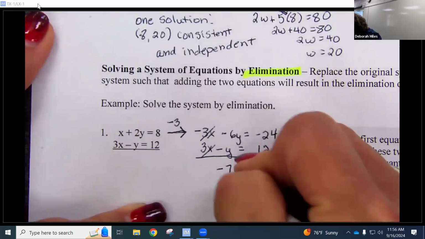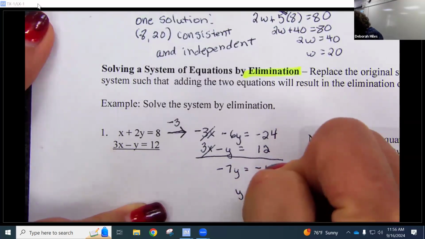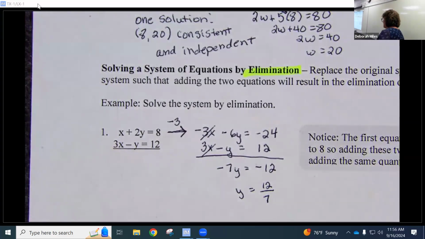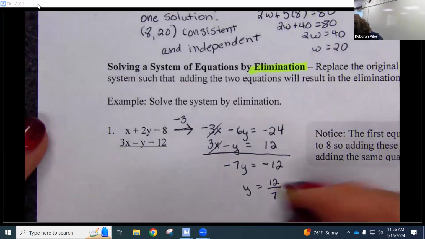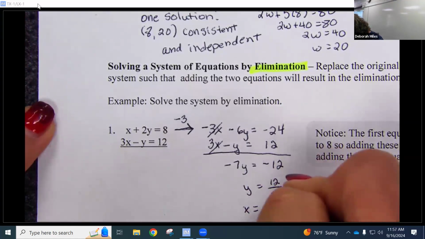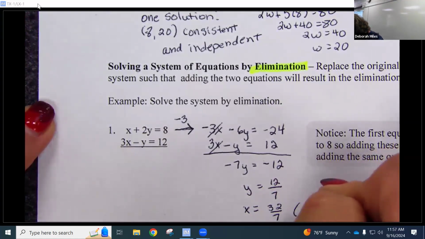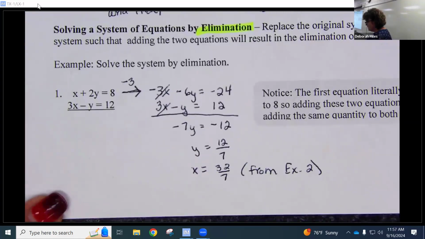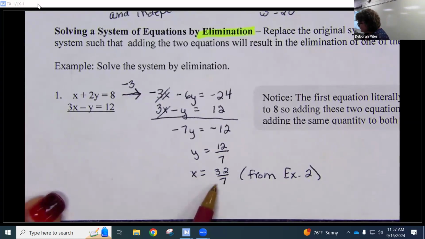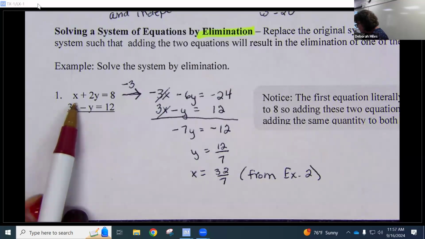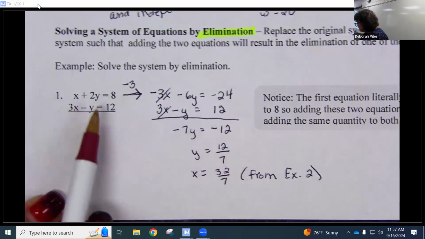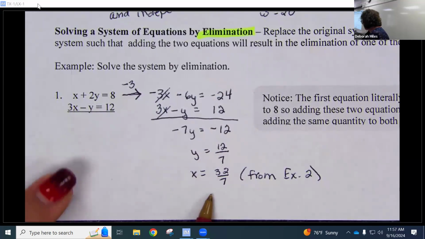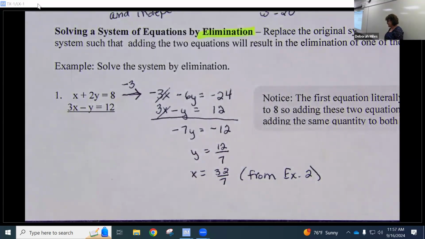So guess what? We get the same answer when we solve that equation by elimination as we did when we solved it by substitution. I'm just going to say x equals 32/7 from example 2. I don't want to redo those fractions. But if we put the 12/7 in place of that y, we would get the same x value that we got in the previous example.